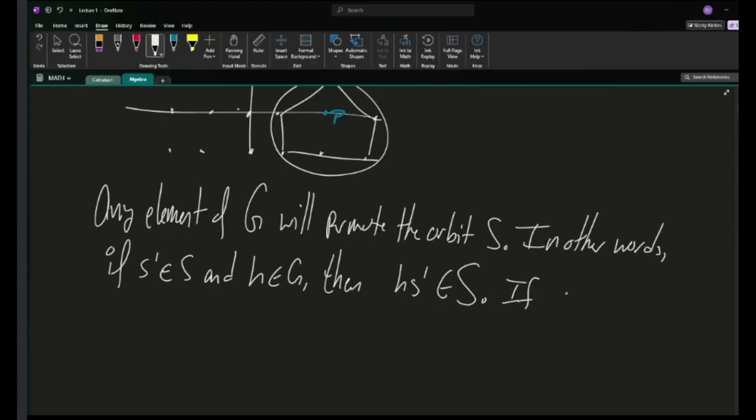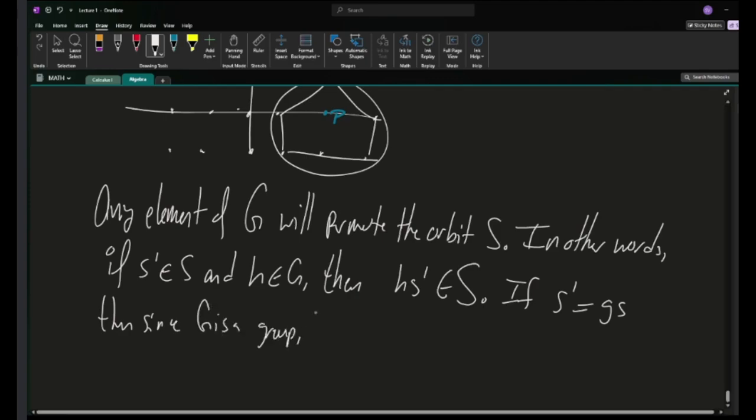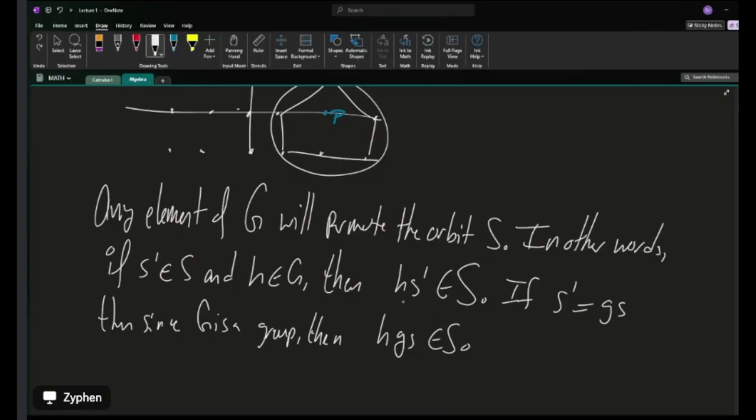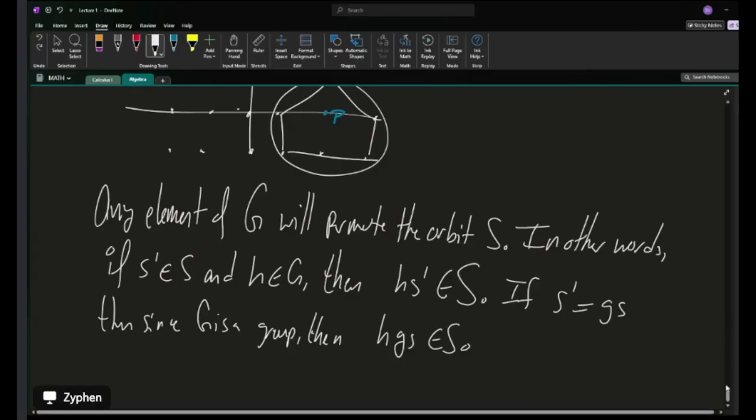If S prime is equal to G S, then since G is a group, H G S is also in S. And that's just because we're taking the product of H and G from our G values. And that's basically what we're doing here.